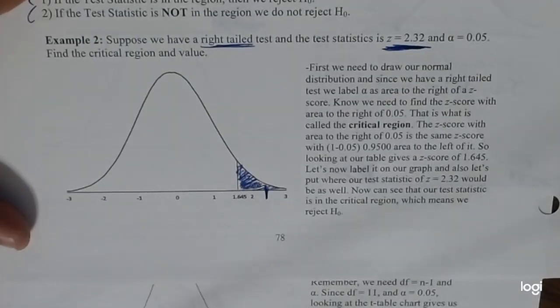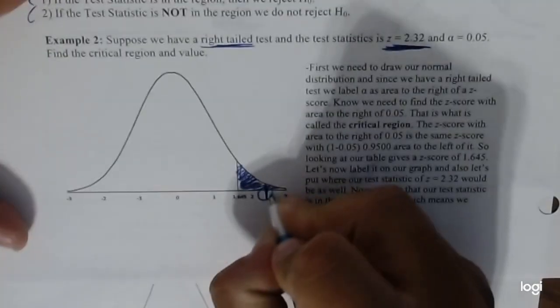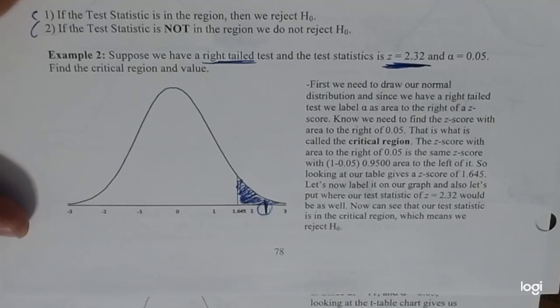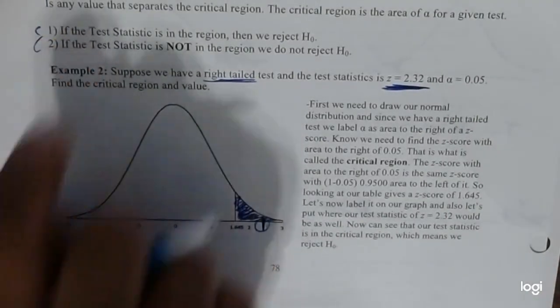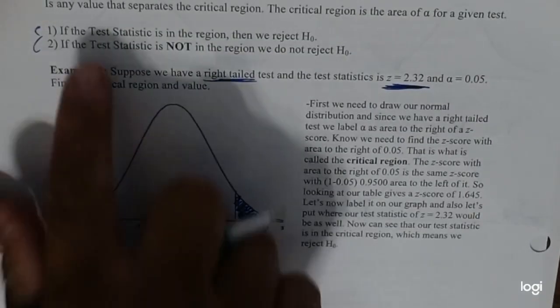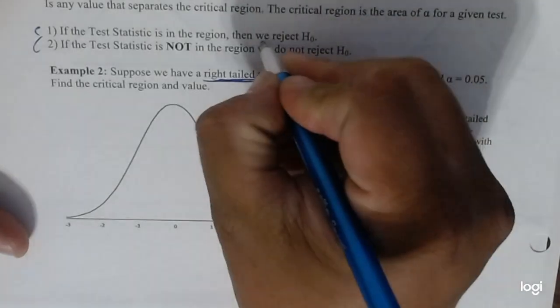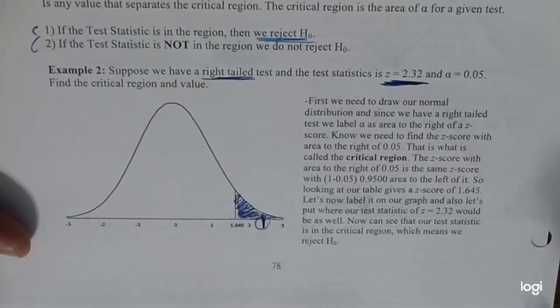Now here's a question for you: is our test stat, this number right here, in the shaded region? Hopefully you say yes. Since you say yes, which one of these are we in, step 1 or step 2? Hopefully you say step 1. Since it's in the critical region, we reject the null hypothesis. That's how we figure out if we reject or not based off that information.